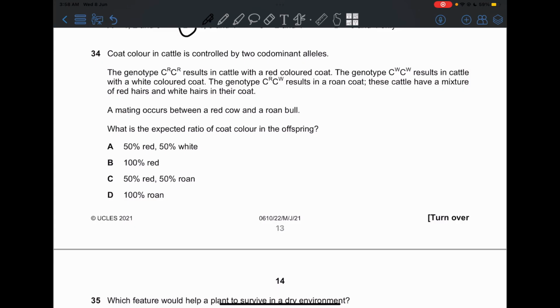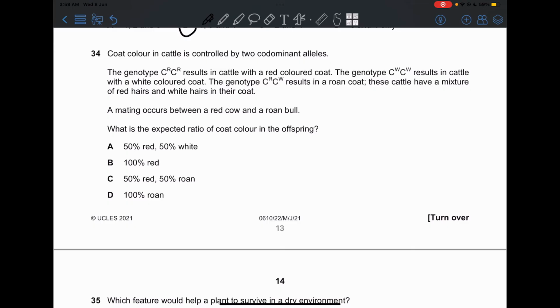34. Coat color in cattle is controlled by 2 codominant alleles. The genotype CR CR results in cattle with red color coat. Genotype CW CW results in cattle with white colored coat. Genotype CR CW results in a roan coat. These cattle have a mixture of red hairs and white hairs in their coat. A mating occurs between a red cow and a roan bull. What is the expected ratio of the coat color in the offspring?